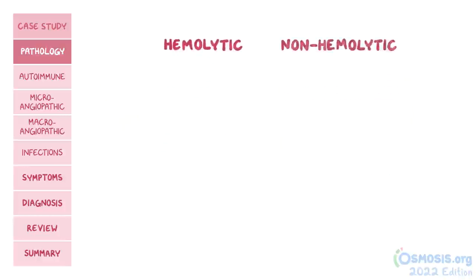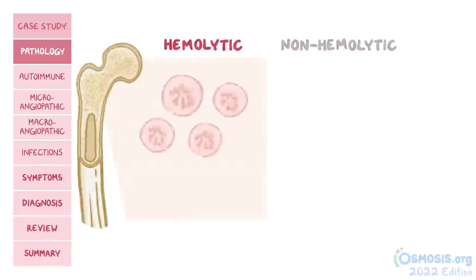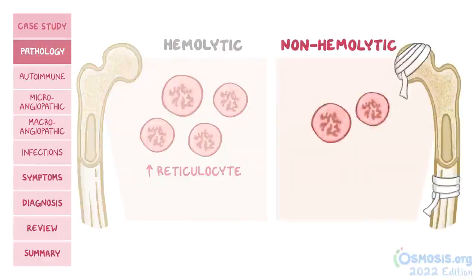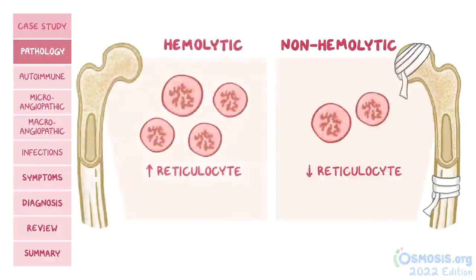When there's hemolysis, the bone marrow revs up and starts pumping out immature red blood cells called reticulocytes. But when there's a bone marrow problem, reticulocyte count is low. So for your exams, it's important to know that in hemolytic anemias, there's an increased reticulocyte production index of over 2%, while in non-hemolytic anemias, it's lower than 2%.